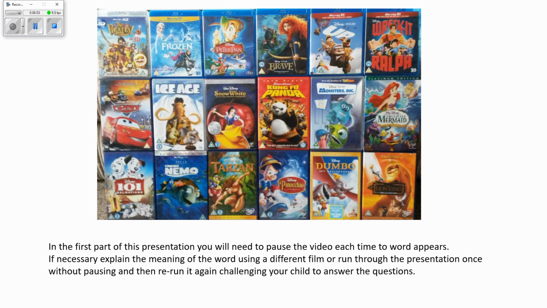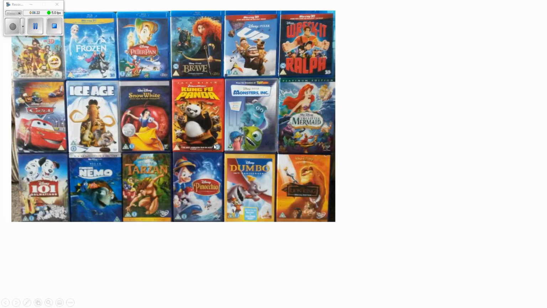So for example, if you were being asked to give an example of Peter Pan is above Snow White, if you were being asked about what Frozen is in relationship to being above something. Right, off we go. You'll need to pause it each time the word appears.